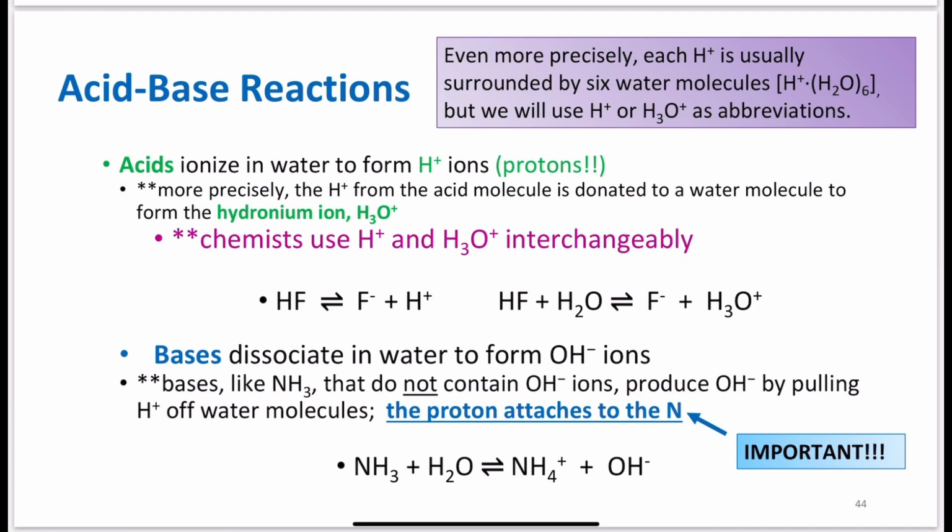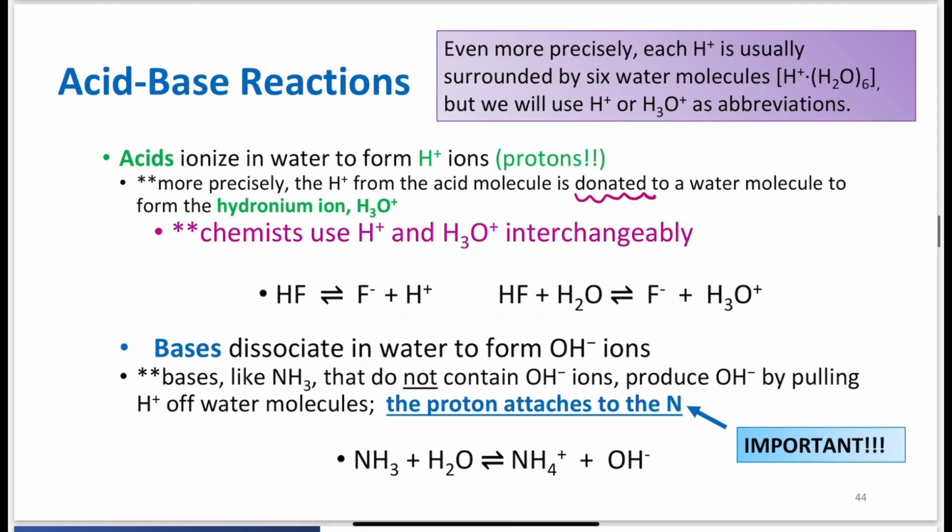So looking a little more closely, your acids are ionizing in water to form H plus, to give up those protons. Acids want to donate the proton to a water molecule. So the proton from the acid molecule is donated to a water molecule to form hydronium. Notice again, though, and I've said this before, but I'll say it many times in the future: as chemists, we use H plus and H3O plus interchangeably. You have to understand that H3O plus is what is really in solution. This is our shorthand. Okay? You have to understand that.